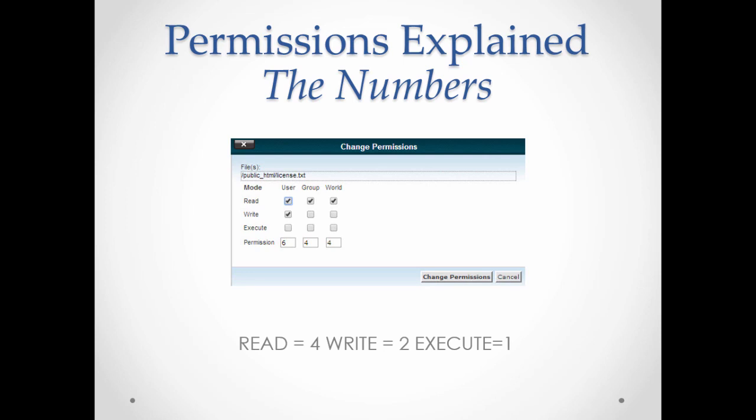Looking at the column for others or world, again we've granted read permission to that file, but we're not going to let anybody write to it and we're not going to let anybody execute it. So read has got 4 and that's all it's got on that column. So for that particular file we end up with a permission number of 644.